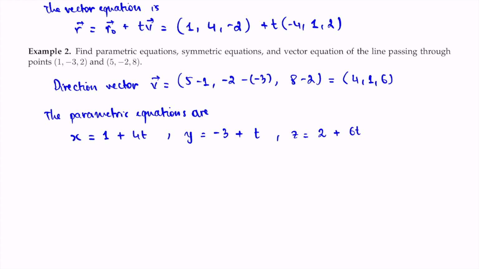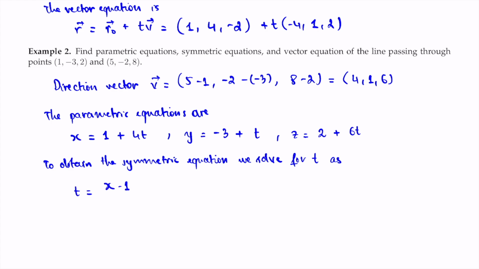Now to obtain the symmetric equations, we're going to solve for t for each equation that we just got. So to obtain the symmetric equations, we solve for t. So t is equal to (x minus 1) divided by 4. In the second equation, you get t equal to (y plus 3) divided by 1. And for the last equation, I get t equal to (z minus 2) divided by 6.